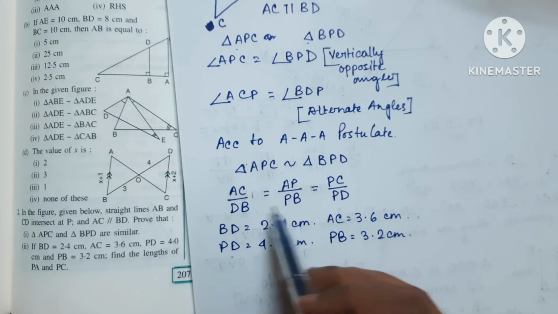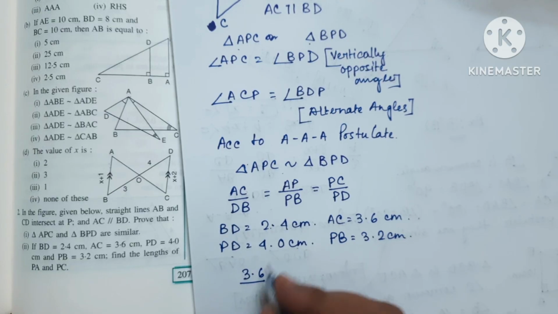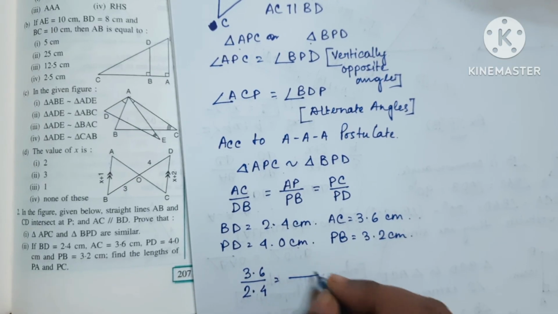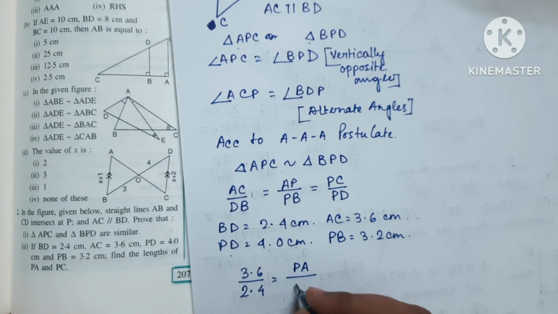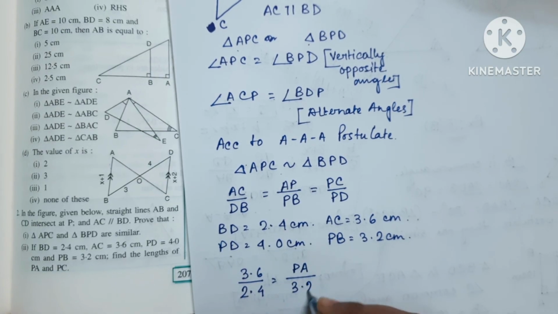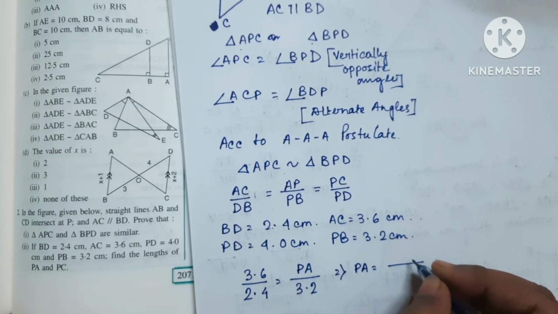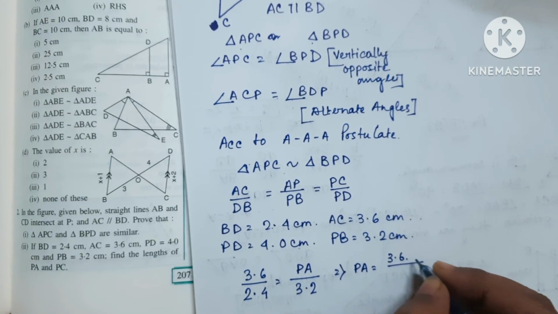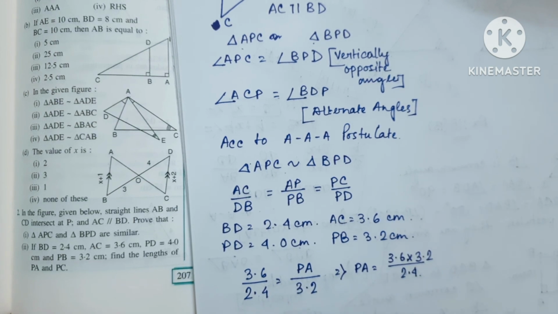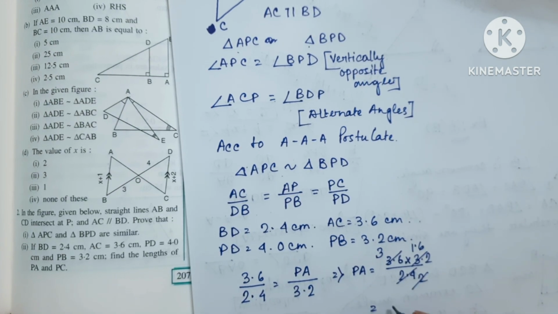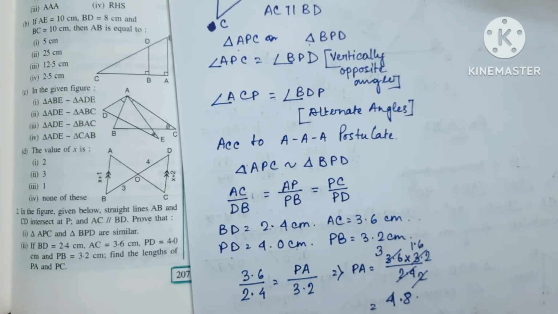Now AP means PA. From the first two ratios, AC 3.6 by DB 2.4 is equal to PA by PB. See, you have to find PA and PC. PB means 3.2. So PA is equal to 3.6 into 3.2 whole divided by 2.4. If you calculate, you will get 4.8.